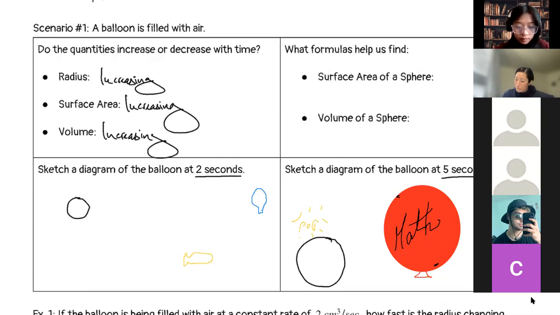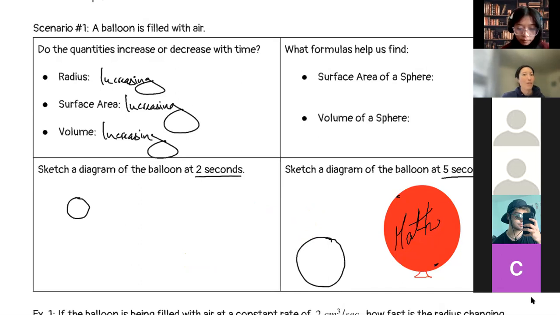Okay, so the idea here is that the balloon at 5 seconds should be larger than the balloon at 2 seconds, right? And we knew that from thinking about the radius and the surface area and the volume. But before we leave this problem, let's jot down a couple of formulas that might be helpful. Google is your friend in case you ever forget these formulas, but let's have a place where we write them down so that we can refer back to them more easily.